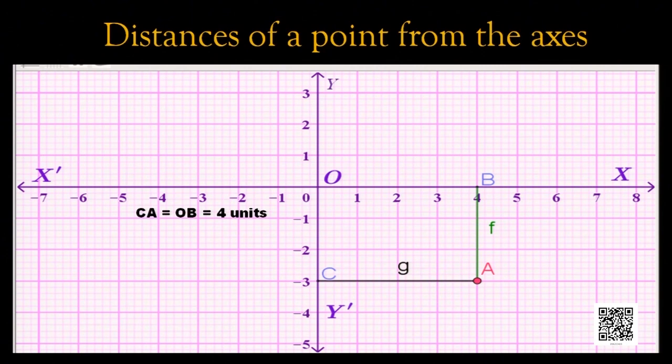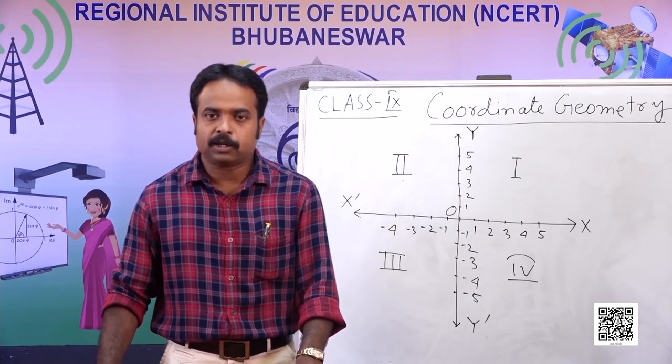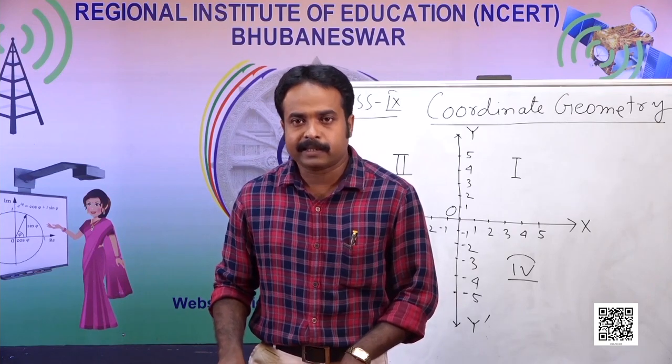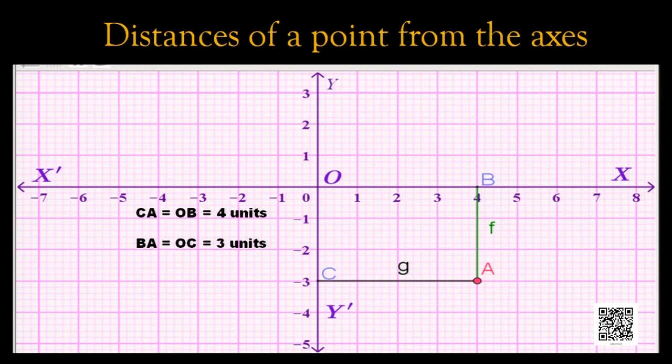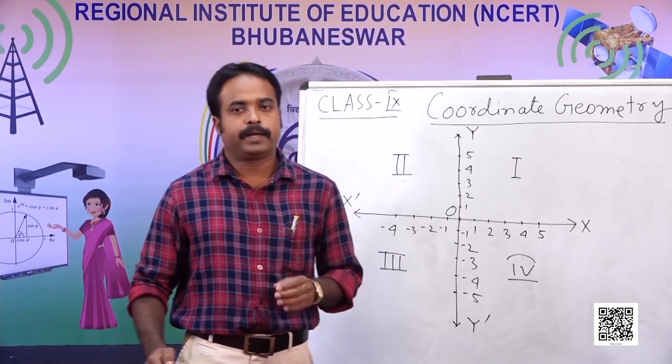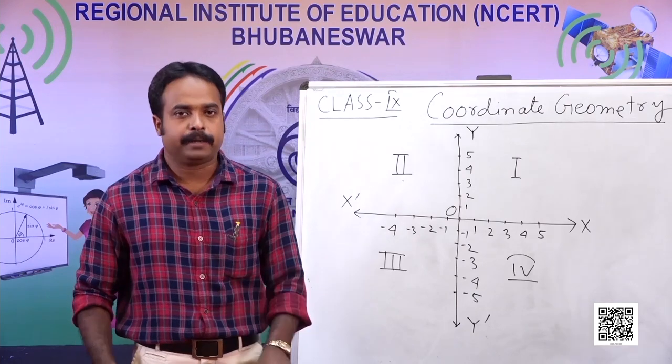So the distance of A from the y-axis is AC. Distance means, obviously, perpendicular distance. From the figure, you may easily say that AC is equal to OB, and that is equal to 4 units. It is very clear from the picture. Again, BA is equal to OC, and that is equal to 3 units. So the distance of the point A from the x-axis is 3 units, and the distance of the point A from the y-axis is 4 units. So through coordinate geometry, we can find the distance of a particular point from both axes.